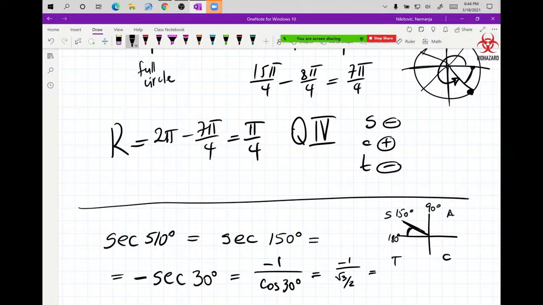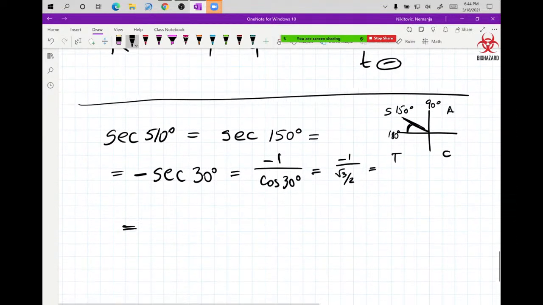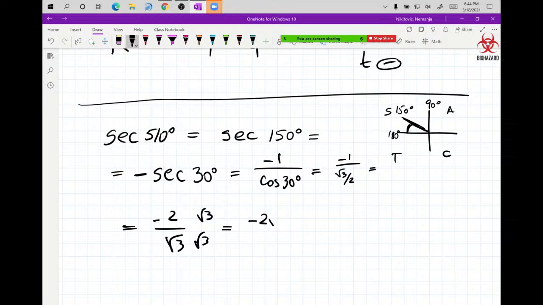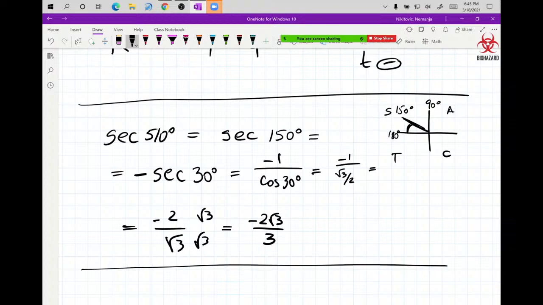So this is becoming -2 over √3. Rationalize, rationalize. -2√3 over 3. There you go. You computed your secant of 510 degrees without using calculators.